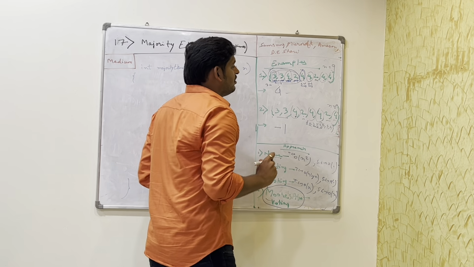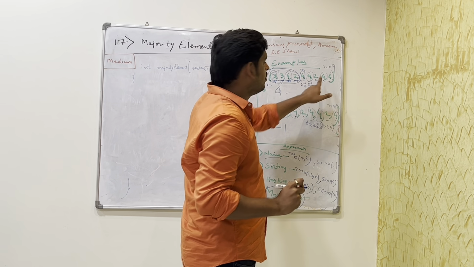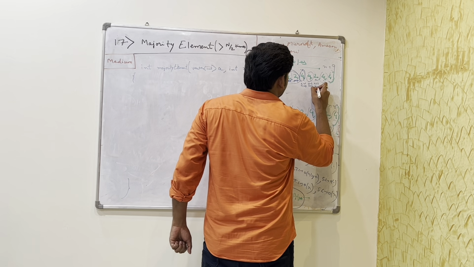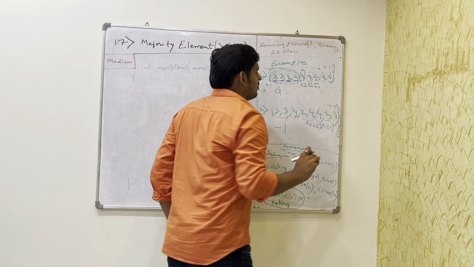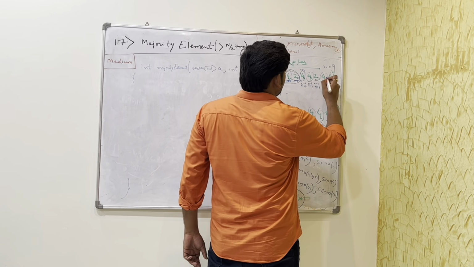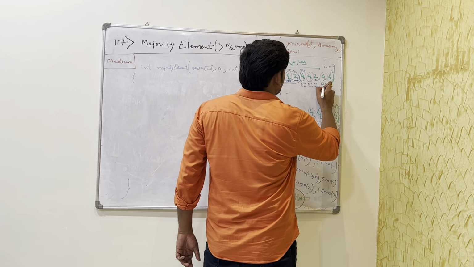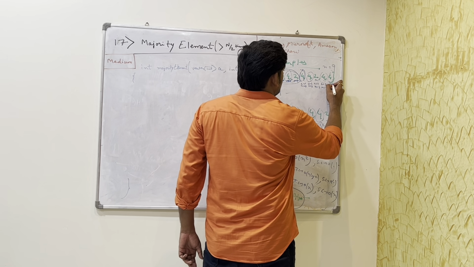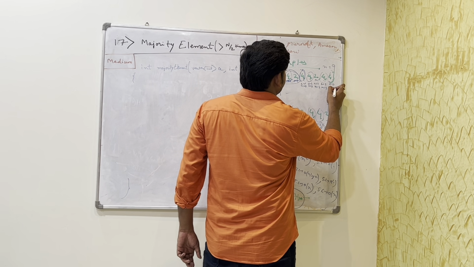Again we don't get a majority element this time, 2. So the count will reduce. The count will become 1, majority element will still be 4. Since the count is not 0, we are not going to change. Again we get a 4, so the count becomes 2, majority element is 4. Again we get a 4, count becomes 3, majority element is 4.